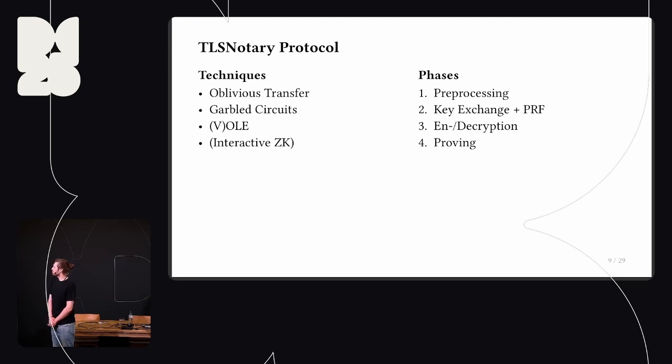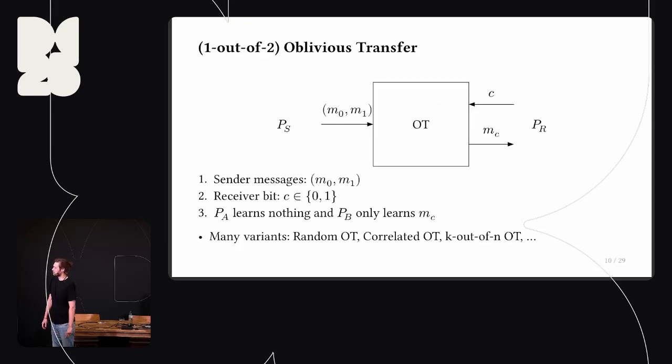And for TLSNotary, we start with some pre-processing phase. That's basically doing computation before the connection is online. And then you have the TLS phases, like you have the key exchange. Then you have the pseudo-random function to stretch the pre-master secret to the master secret. And then you have the actual traffic phase, like encryption of requests, sending them out and getting server responses, decrypting them. And in the end, we'll have to do some proving. Okay, so I suggest let's first start with the techniques and have a look at oblivious transfer.